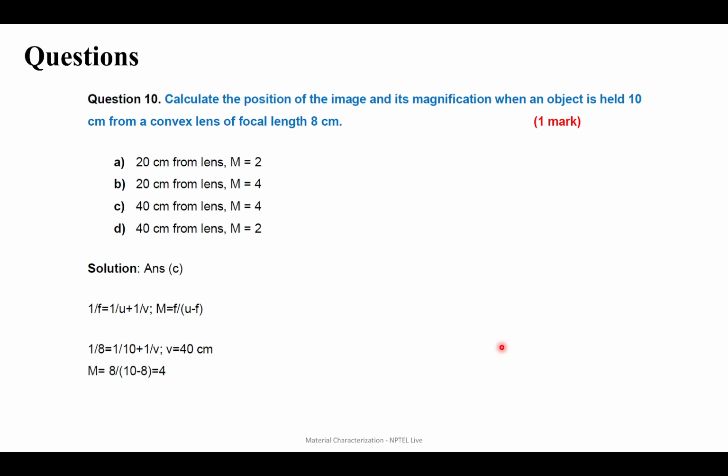That is correct. The answer would be C. So to calculate position of the image, we will use the formula 1 by f equals 1 by u plus 1 by v. You put 1 by 8 and 1 by 10, the v will come out to be 40 centimeter. And then magnification can be calculated by f divided by u minus f, or you can also do v by u. That will give you m equals 4.